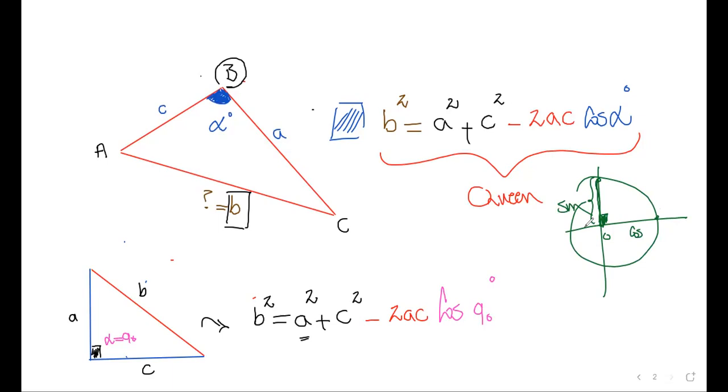That's right. If this is 90 degrees, look at that. If that's 90 degrees, cosine 90 is 0, then 0 times minus 2AC becomes how much? 0. Then you see that the whole term is gone. Oh, we got to the Pythagorean theorem.